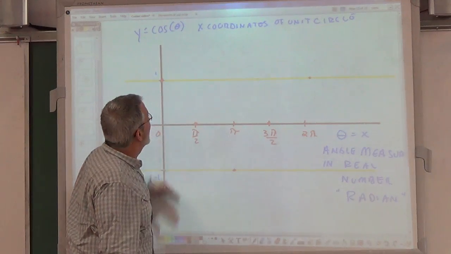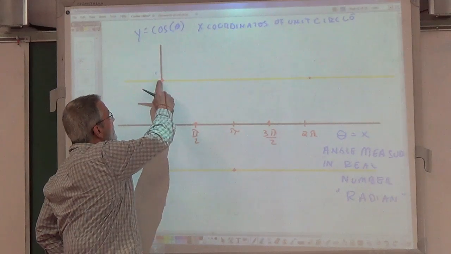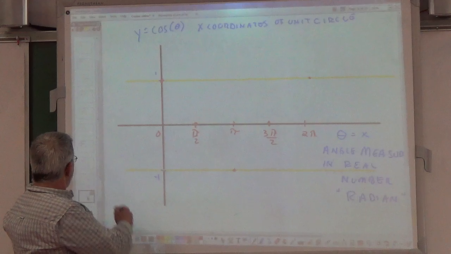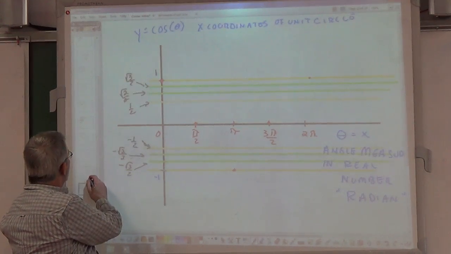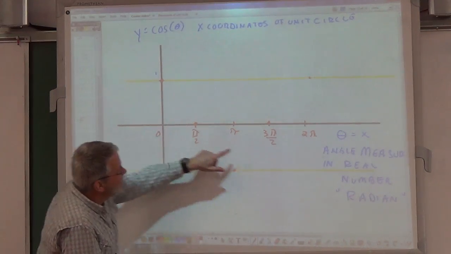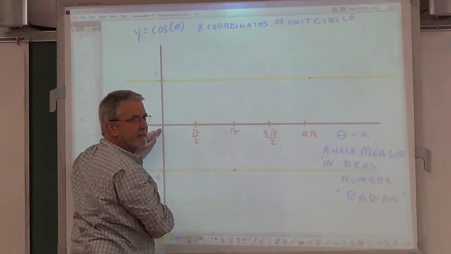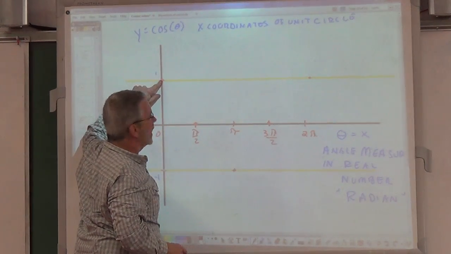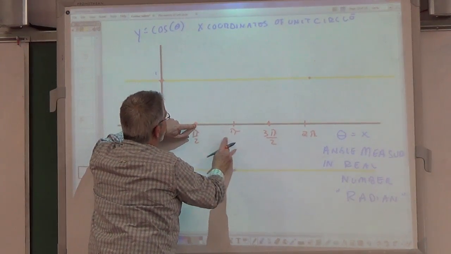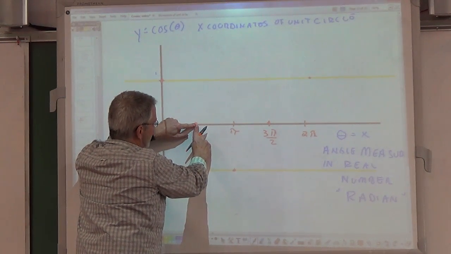Well, my graph, my cosine function, my output is going to fluctuate between -1 and 1. But where am I? I've got these points. Where am I if theta is 0? Cosine of 0 is 1. That's why I'm there. And if I go to pi over 2, recall your unit circle, the cosine of pi over 2 is 0.